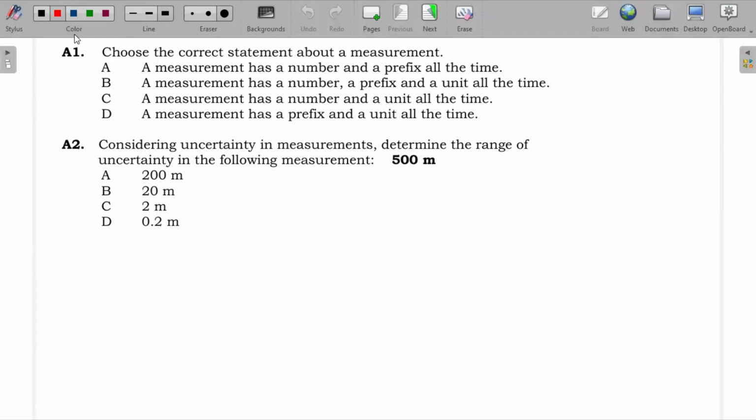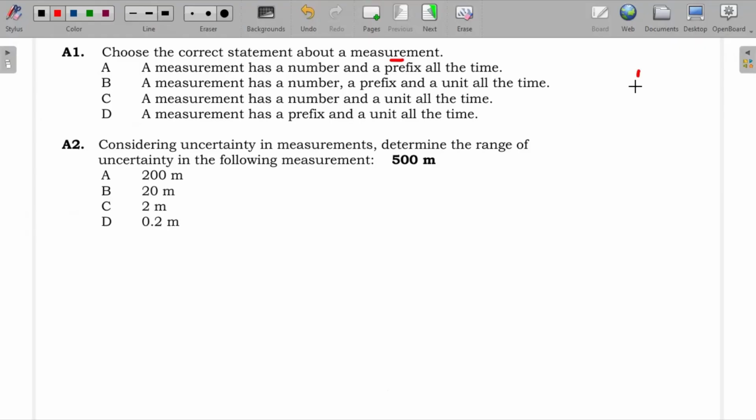The first question says, choose the correct statement about a measurement. Before you check your options, always remember the definition of a measurement. A measurement is simply a quantitative observation that consists of 2 important things, a number and a unit. Both should be present for it to be called a measurement. If one is missing, then it cannot be a measurement.